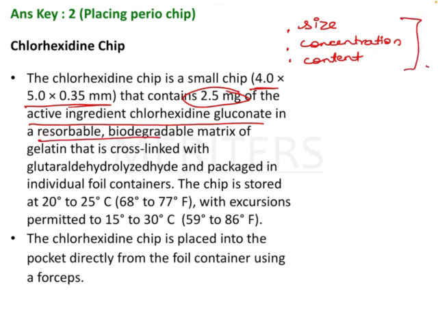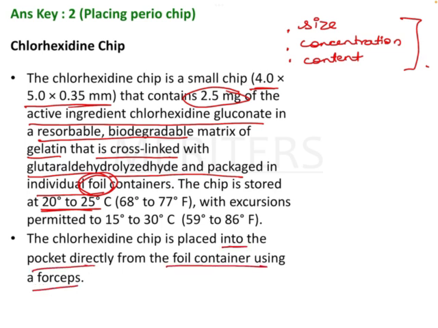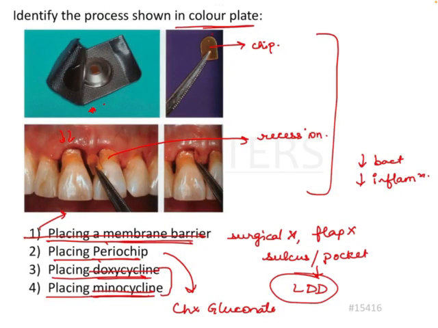It is resorbable in a biodegradable matrix of gelatin that is cross-linked with glutaraldehyde, hydrolyzed and packaged in an individual foil container. Okay, so the foil container is also important. It is stored at 20 to 25 degrees Celsius and it is placed into the pocket directly from the foil container using forceps. So as we can see in the image, it is directly placed.